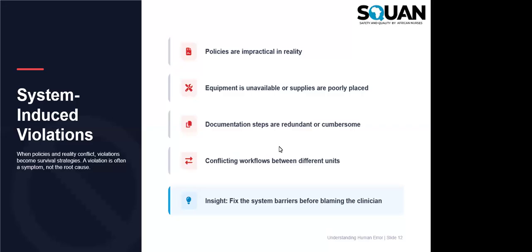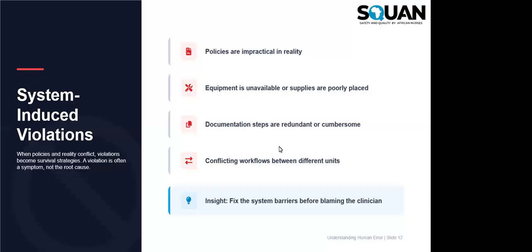Maybe we've put in steps in the policies that do not exist and do not make sense in the current reality. We need to go and review it, right? There's also equipment not being available, supplies poorly placed, or not even being available sometimes. We know the issue with supply chain in this part of the world, right? So sometimes our policy requires that we have this equipment or this consumable, and that consumable is not available. So people have to work, they have to attend to the patient, so they will use whatever is available. And that's an example of a system-induced violation.